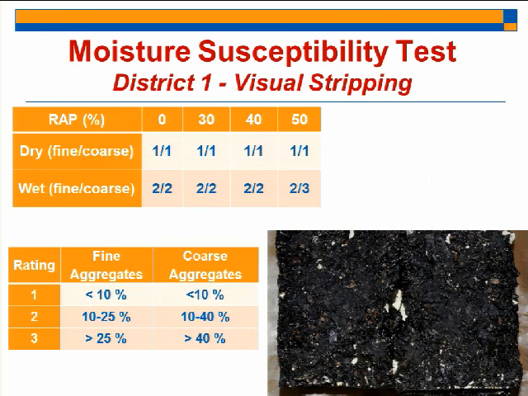For District 5, okay, before that, the District 1 split TSR samples were also visually surveyed, and we saw with the visual stripping that they almost behave similar to virgin aggregates, apart from the 50% RAP, which was a 3 for one of the coarse particle sizes.